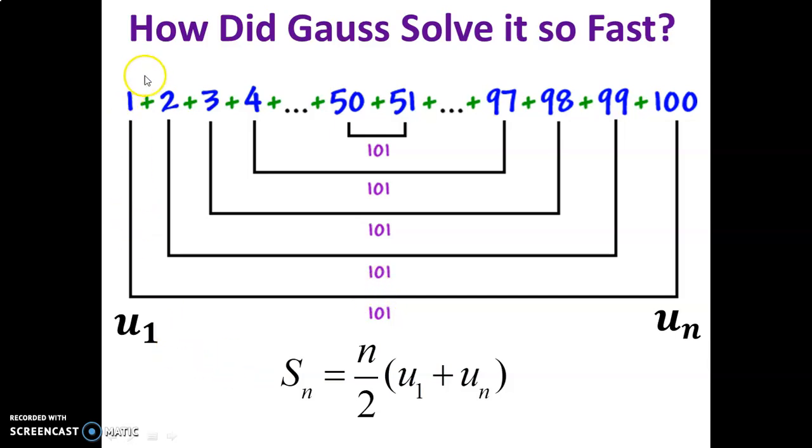But basically, he looks at it this way. This is the first term. This is the last term. So you can add the first and last term, right? Because those give you 101. So if you know the first and last, you're good to go. And then you multiply by the number of pairs there are.